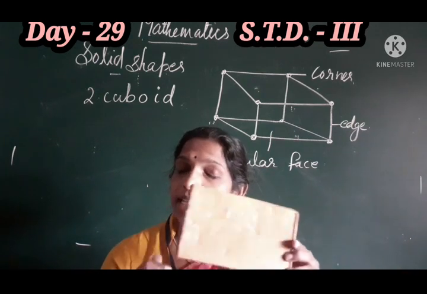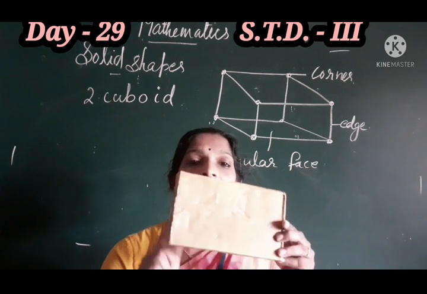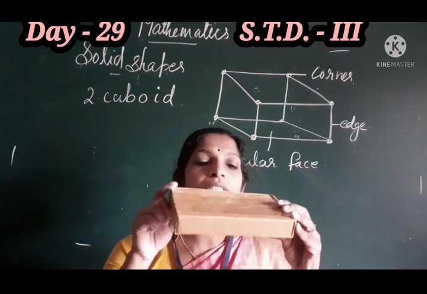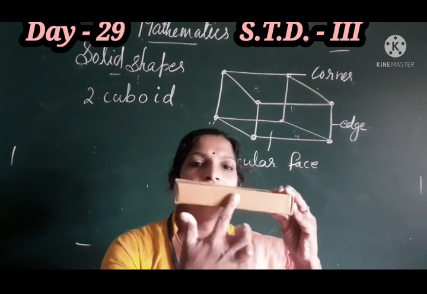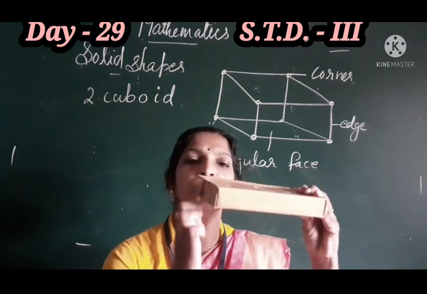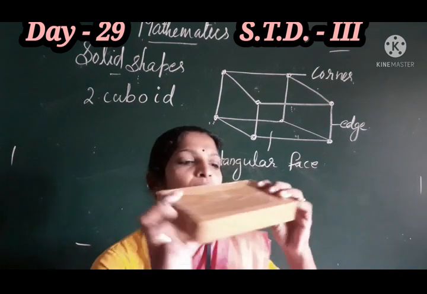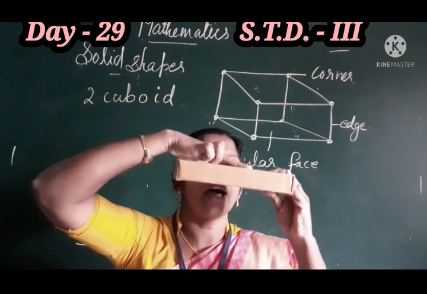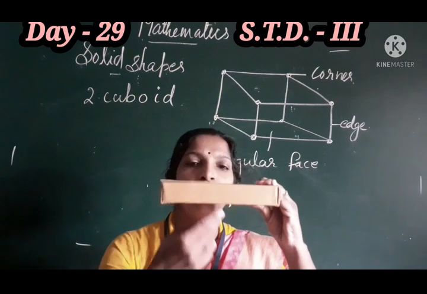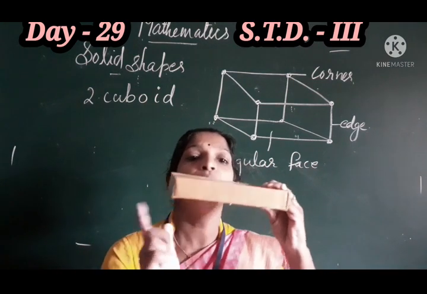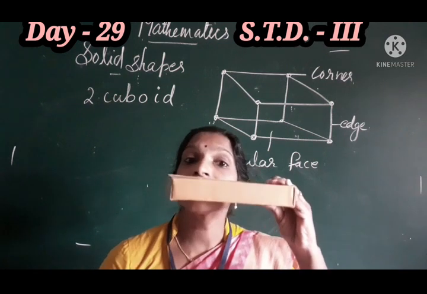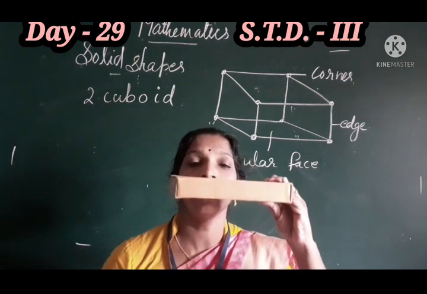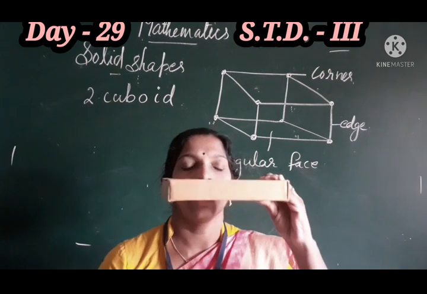How many faces does this shape have? Here we are going to count. 1, 2, 3, 4, 5, 6. Up and down 2, sides 4. How many? 6 rectangular faces.